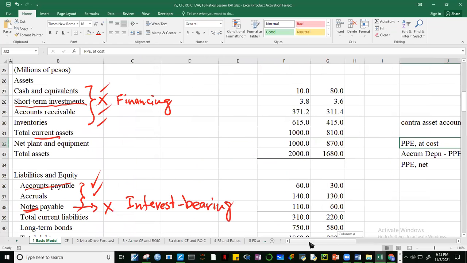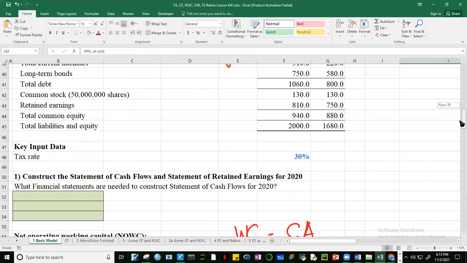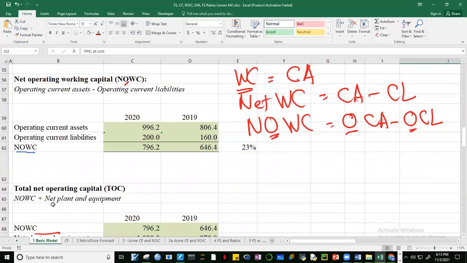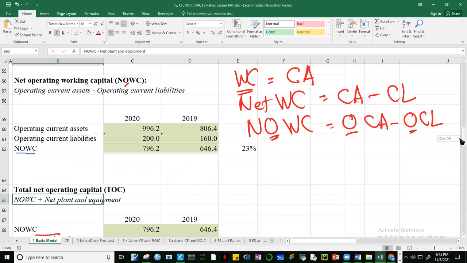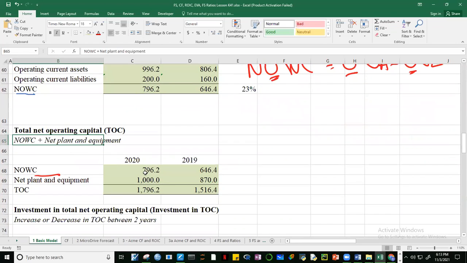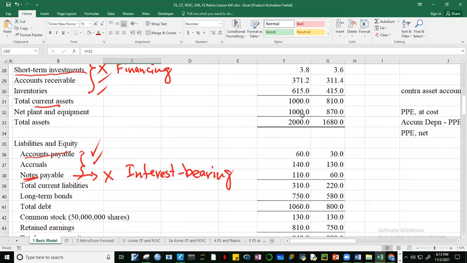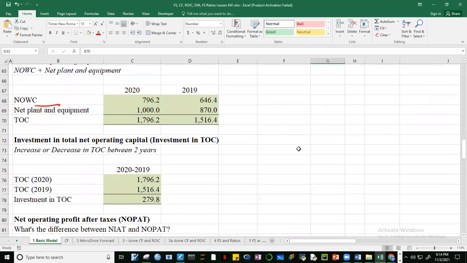Now, when we compute for the total operating capital, take note, we use the net PPE, net property, plant, and equipment. So if you're given, for example, the PPE at cost, do not use that. Rather, be sure to get the net property, plant, and equipment. So we just copy the NOWC here, for 2020 and 2019, and then your net PPE for 2020 was 1,000 vis-a-vis 870.